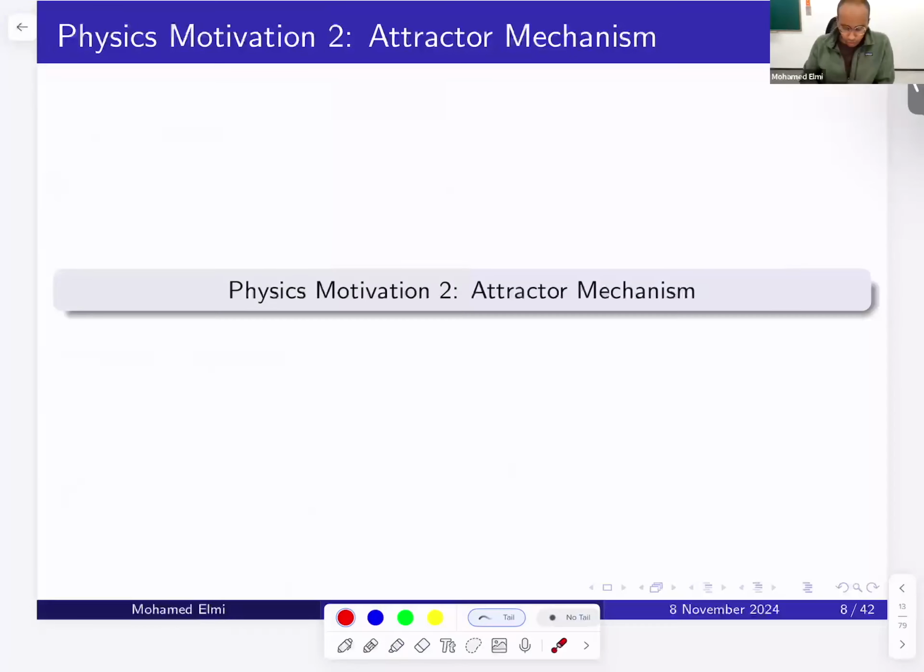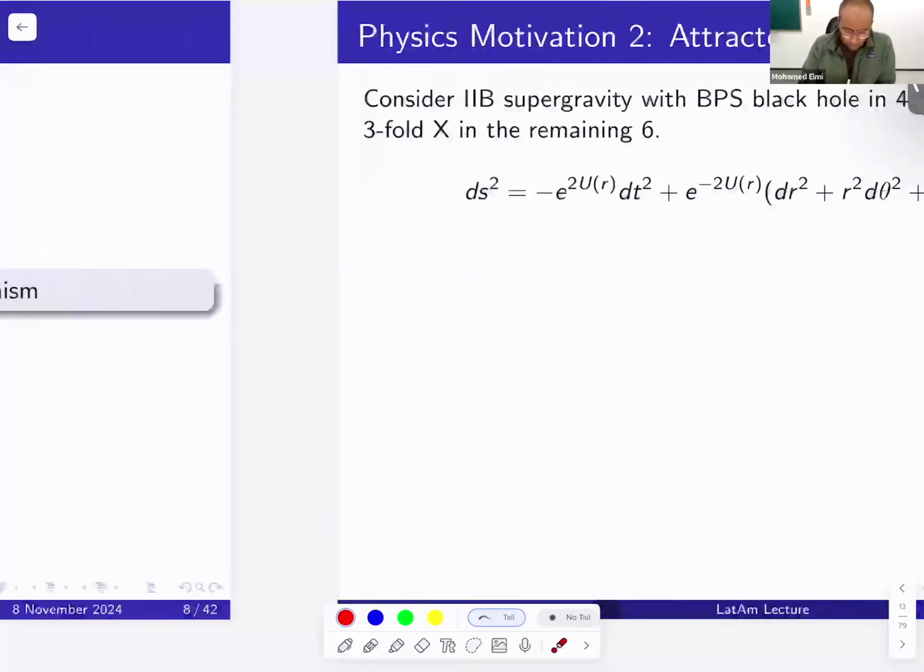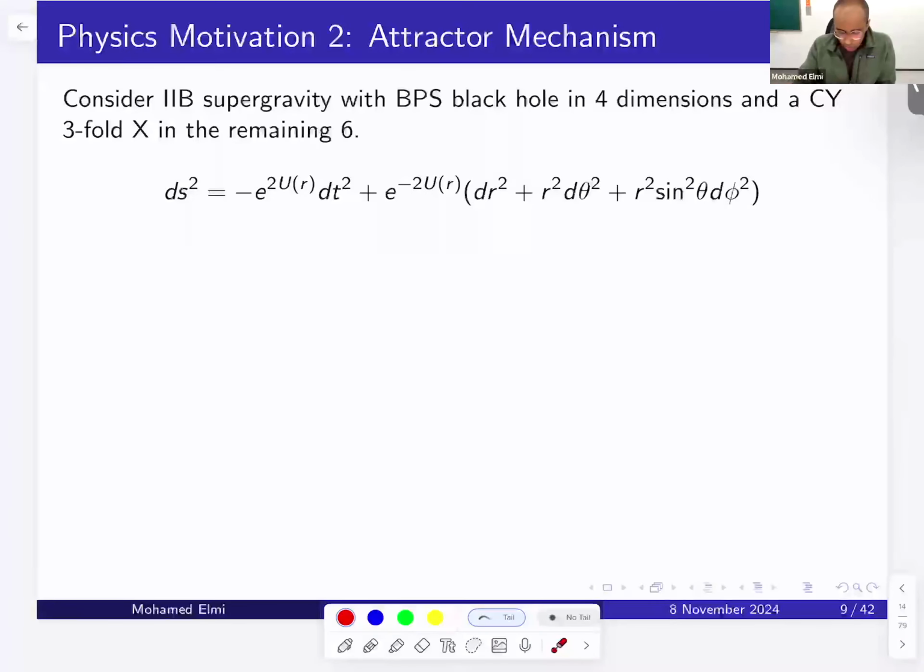The second physics motivation is this attractor mechanism, and it's a very similar kind of problem. So you think of type IIB supergravity, again, this is in 10 dimensions. Your compact dimensions, you say are a Calabi-Yau threefold, and in your uncompact 4 dimensions, like regular spacetime, it will be asymptotically flat, but there will be a black hole metric. So you have some black hole in there.